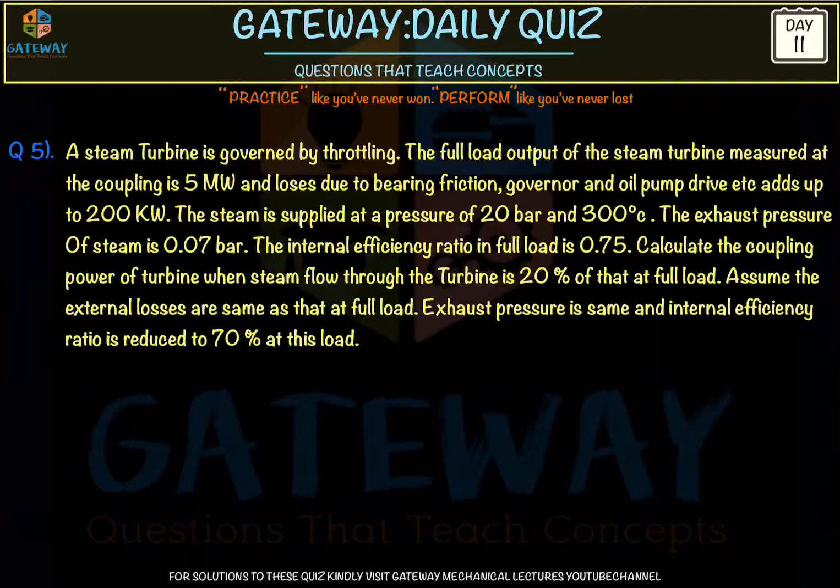Okay, the exhaust pressure of the steam is 0.07 bar. After expansion, the pressure is reduced and it is 0.07 bar. The internal efficiency ratio at full load is 0.75. So we'll discuss what the internal efficiency ratio is also.